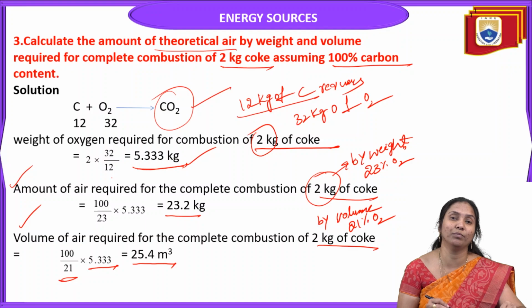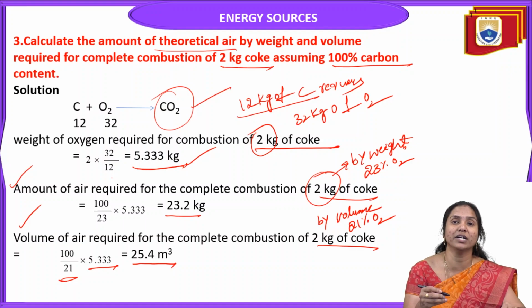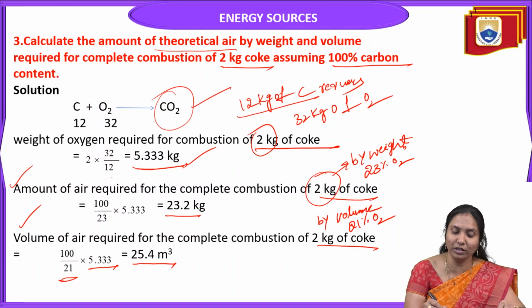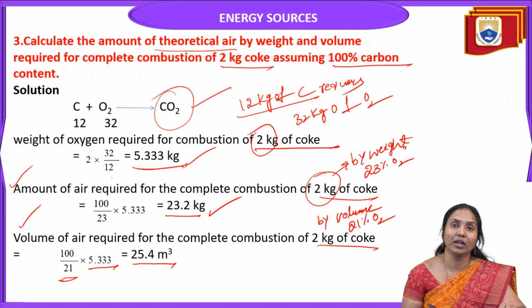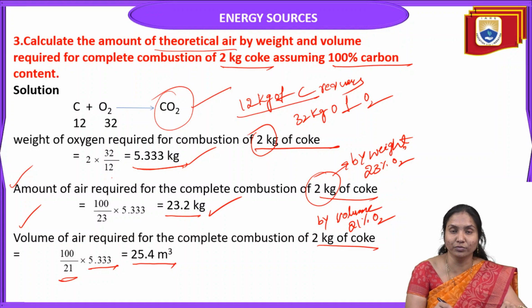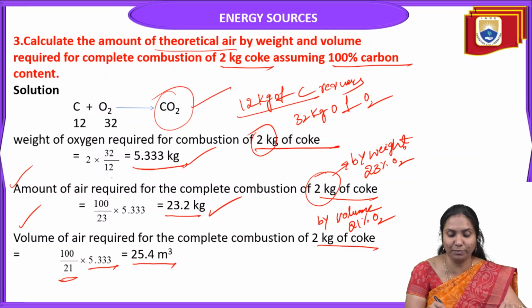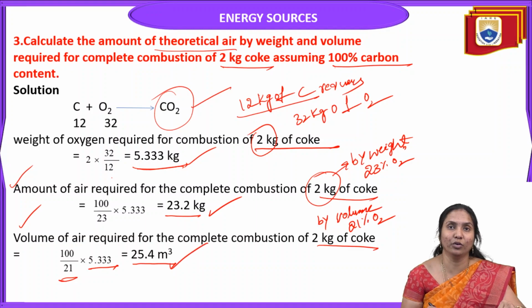We are taking 25.4. So minimum amount of air required for complete combustion of 2 kg of coke is 23.2 kilogram. In the same way, the volume of air required for complete combustion of 2 kg of coke, so what is the value? 25.4 meter cube.